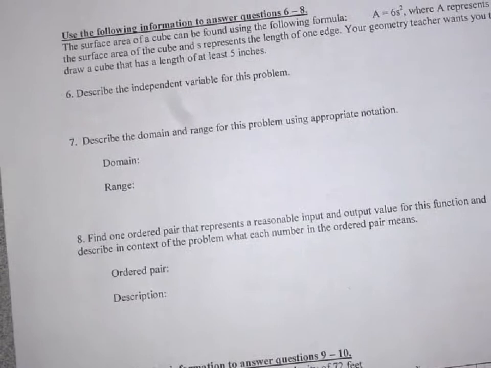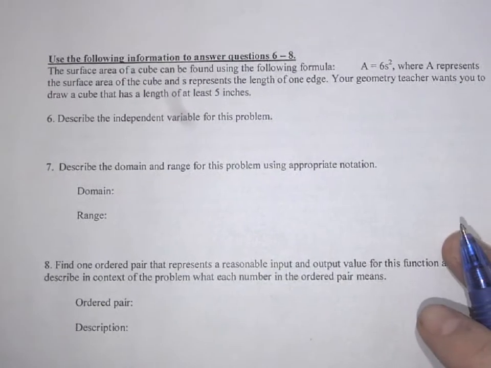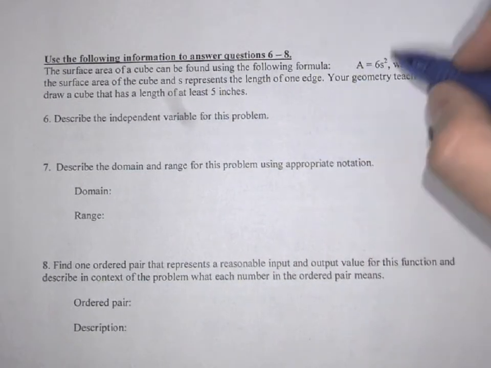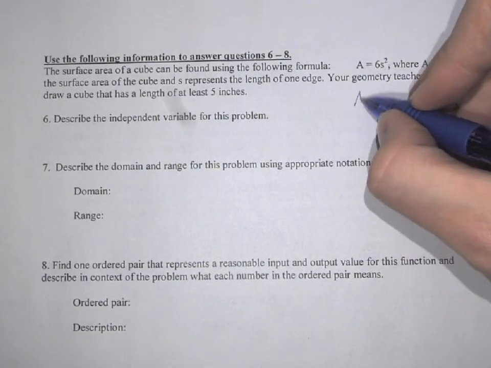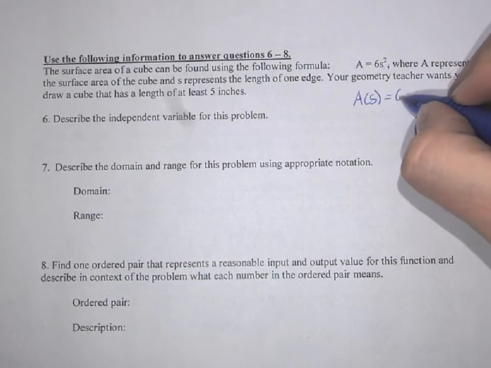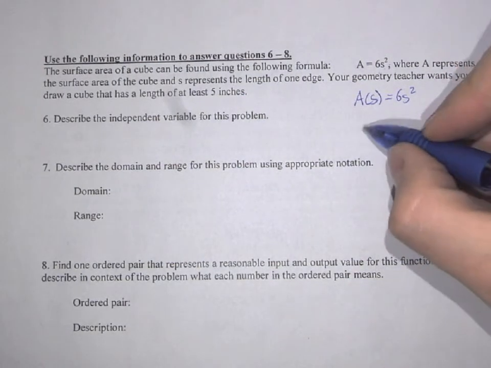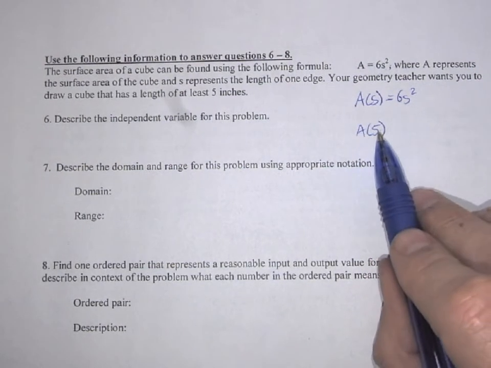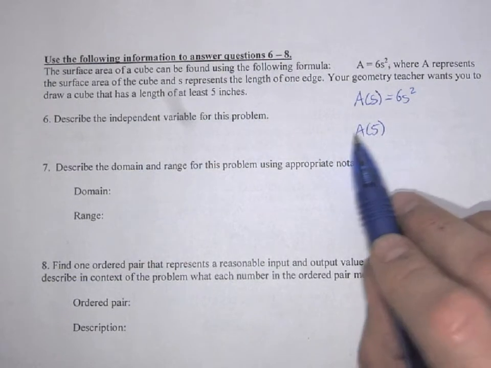Okay, let's look at the backside here. We won't go through the whole thing, but we will break it down a little bit. The surface area of a cube can be found using the following formula: 6 times s squared. In function notation, that'd be A of s equals 6s squared. If I want to find, let's say, A of 5, that would be the surface area for a cube that has a length of 5 for one of the edges.